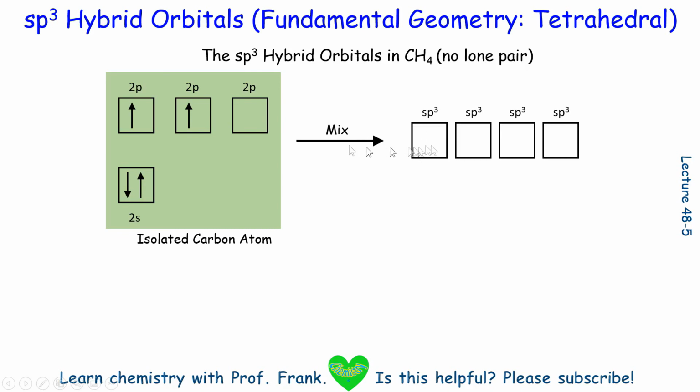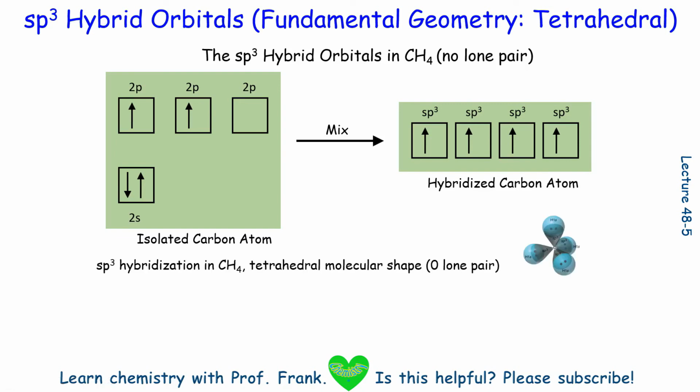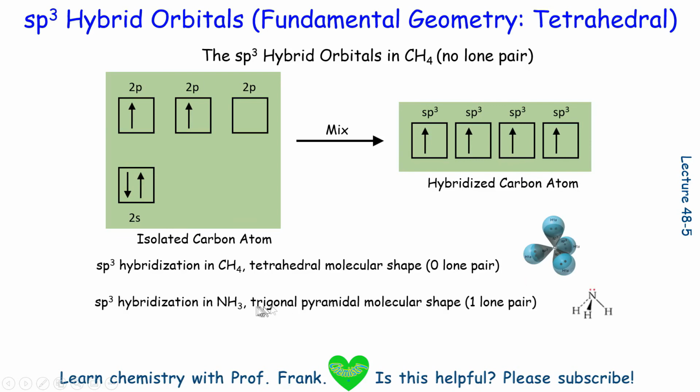forms 4 hybridized orbitals, sp3 orbitals. And now there are 4 unpaired electrons in each orbital. That's why 4 bonds can be formed. As you can see, there are 4 bonds in CH4. All right? So, because there's no lone pair on the central atom, the fundamental geometry and molecular geometry both are the same. It's tetrahedral.